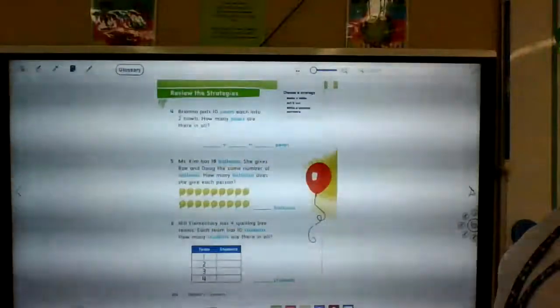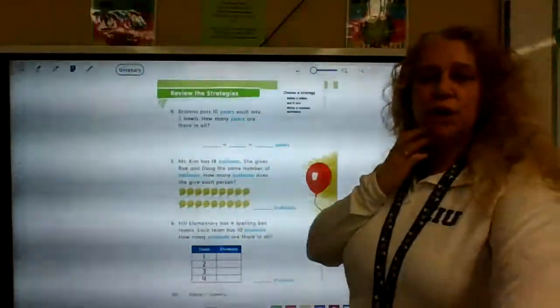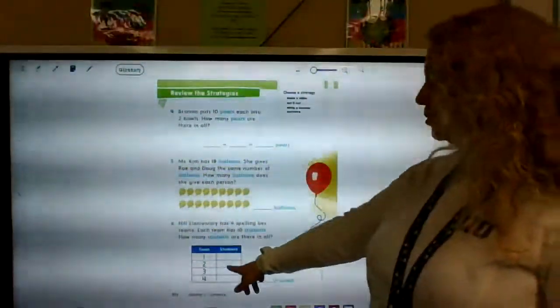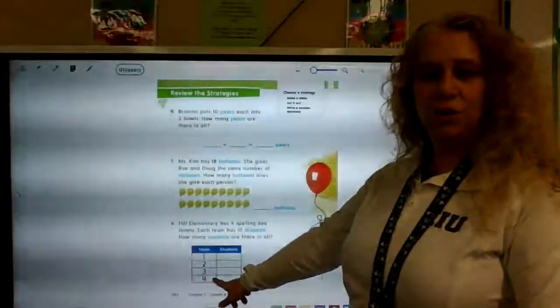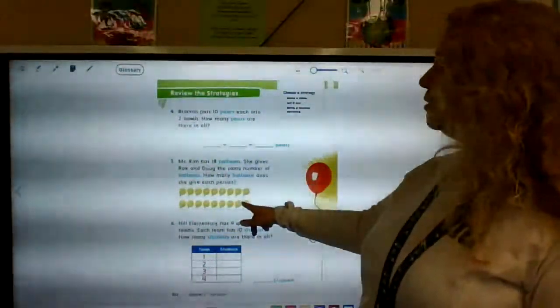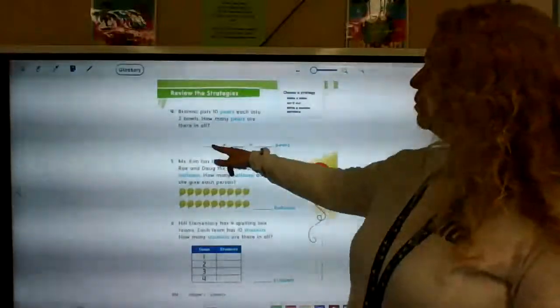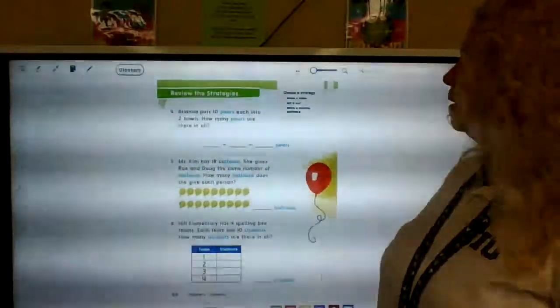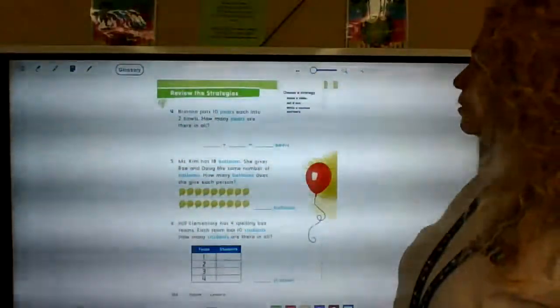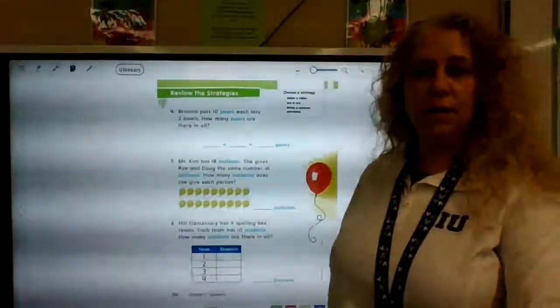Okay. So for the back, you can choose your strategy. You can use a table, which they kind of show you, use a table here. This one, you're not going to need a table. And this one, you're going to use a number sentence. Okay, I'm going to read them to you, and then you pause me between each one and do it.